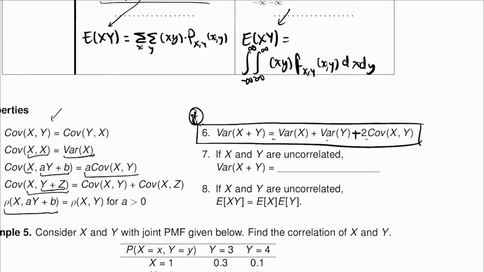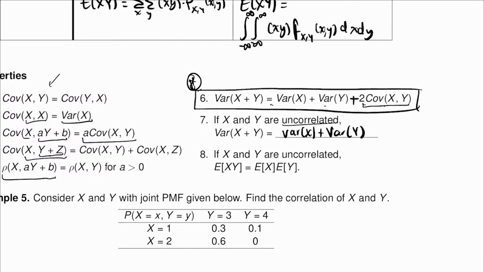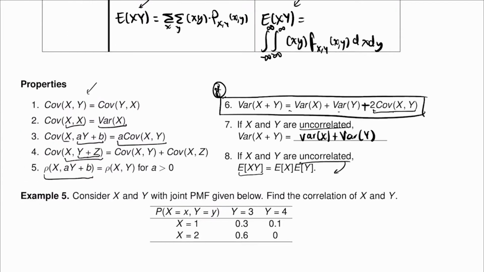Number 7: if X and Y are uncorrelated, so we already saw that in the case of uncorrelation this covariance is 0, that means the variance of the sum is the variance of X plus the variance of Y. And if X and Y are uncorrelated, the expected value of X times Y is the product of the expected values.